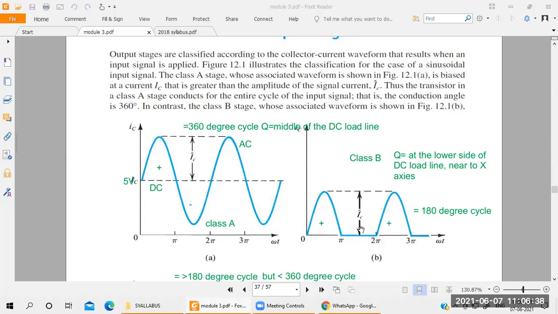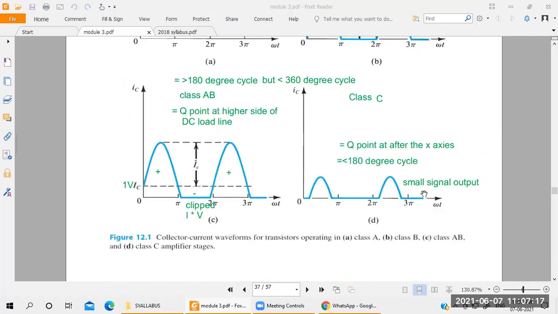Okay, how much is the class B output here? 180-degree cycle. Understood? Then what is the Q point position on the DC load line here? Here the Q point is located at the lower side of the DC load line. For class A, what do we take? The middle of the DC load line, right? For class B, you have to take the lower side of the DC load line, meaning near the x-axis. The Q point is located near the x-axis. Understood? That's why we're getting a 180-degree cycle.